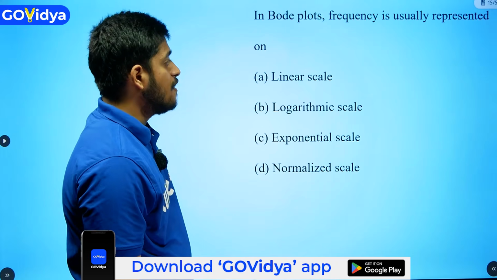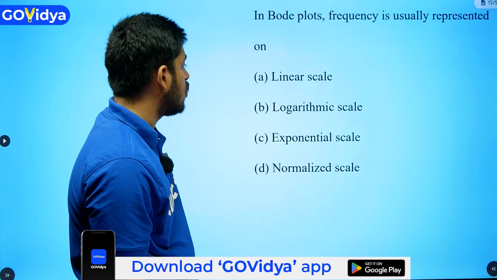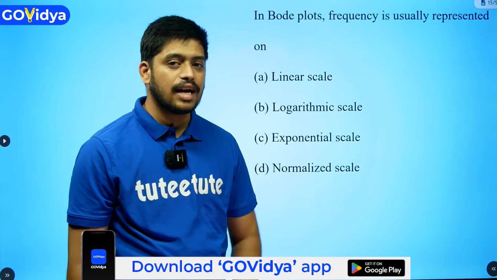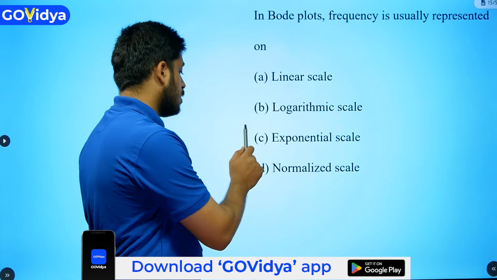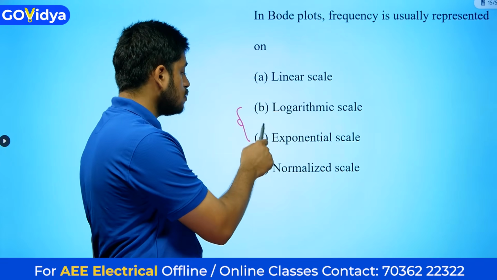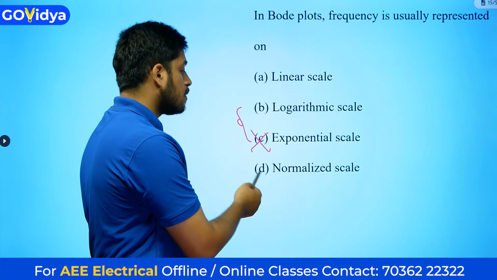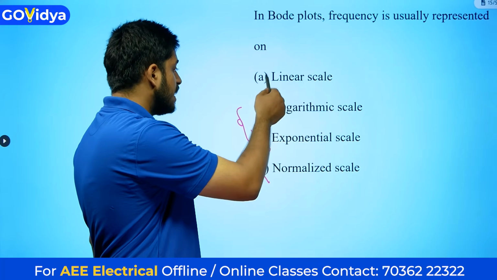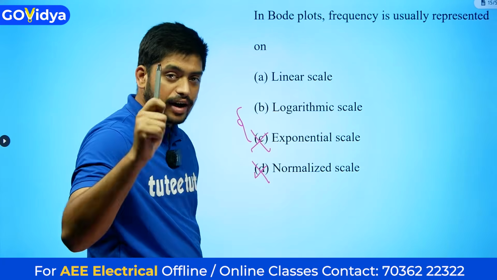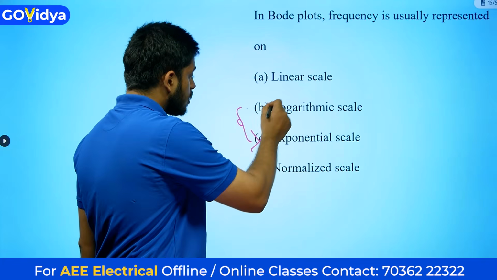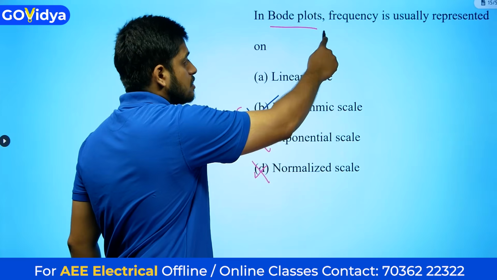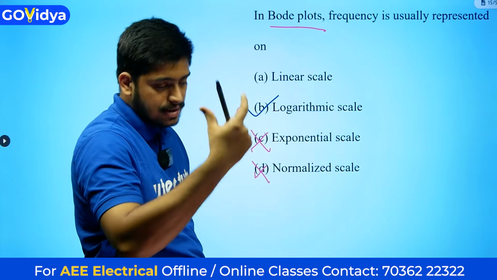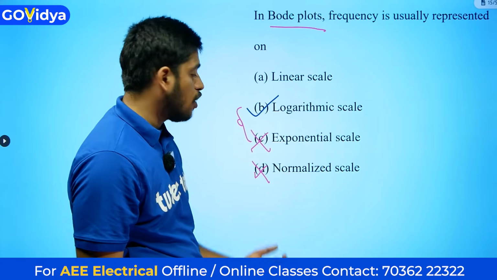In a Bode plot, frequency is usually represented on, what is the scale we are going to use in the Bode plot? Never forget this. Students get confused between these both, so this is not the right option. Normalized scale, there is nothing to do with this. Linear or logarithmic scale only. Logarithmic is the direct option you need to see when we are dealing with Bode plots. So this is the logarithmic scale.